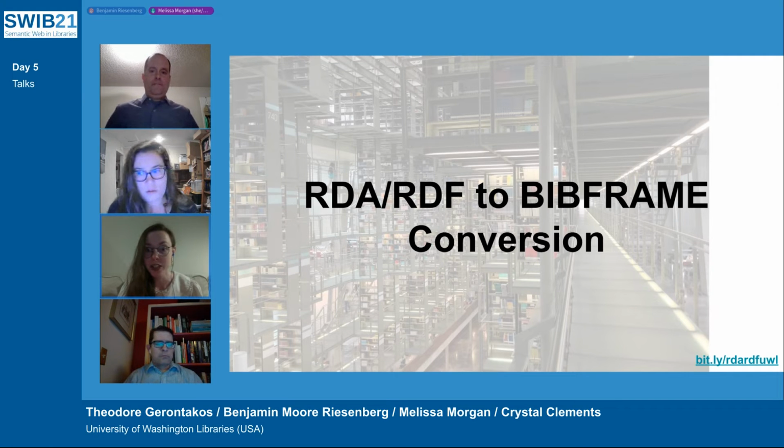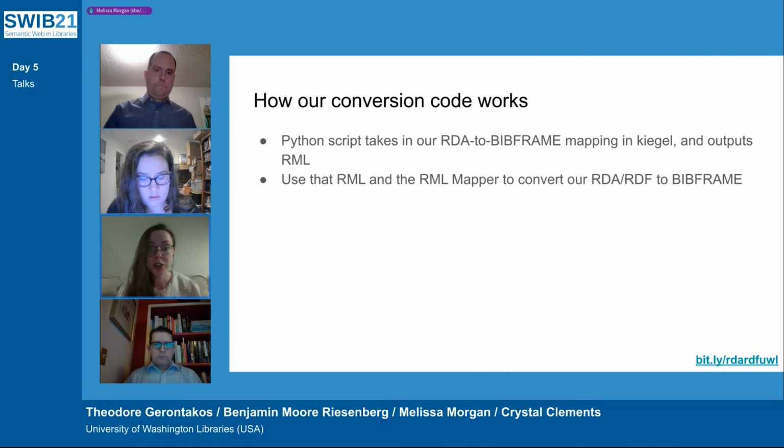Thank you. So today I'm going to be talking about the technical aspect of how we're converting our RDA RDF data into BIBFRAME using a combination of Python and RML. So the conversion code we've created has two parts to it. The first part is a Python script that takes in the RDA to BIBFRAME mapping that we've created, which is in a spreadsheet. We have our mappings written in a syntax that we call Kegel syntax. We'll see an example of what that looks like in the next slide.